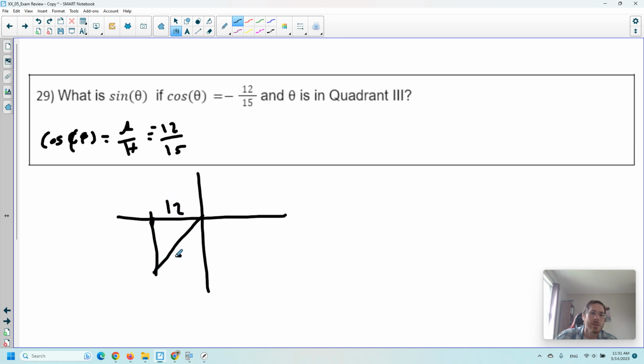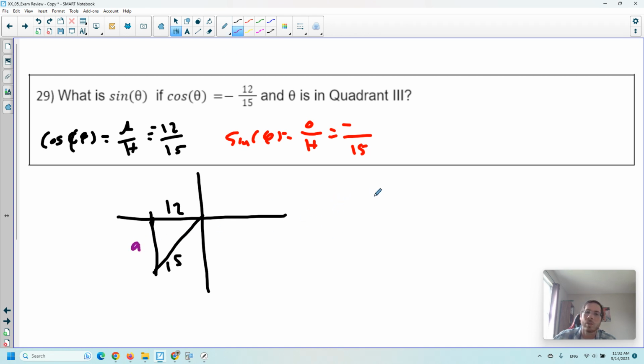The hypotenuse here is 15. I need to find sine, and the idea behind sine is that sine is opposite over hypotenuse. So I know 15 because 15 is the hypotenuse. I know it's negative because I can see that I'm going down, but I don't know what number I have here. So I could use the Pythagorean theorem to figure it out.